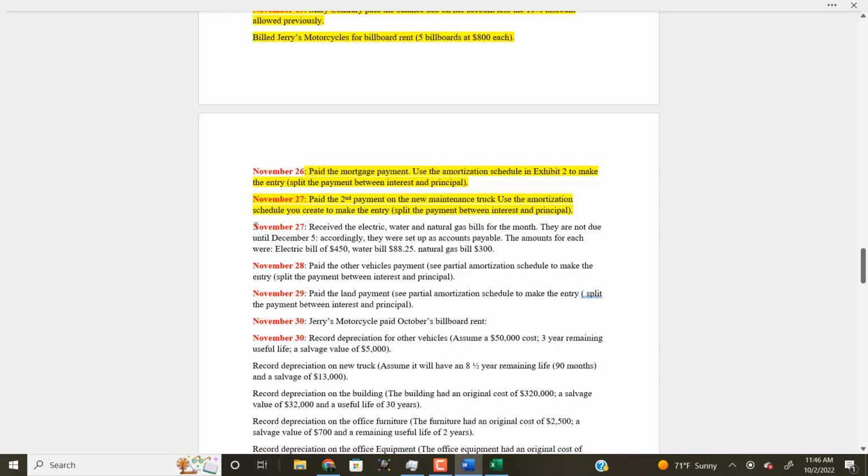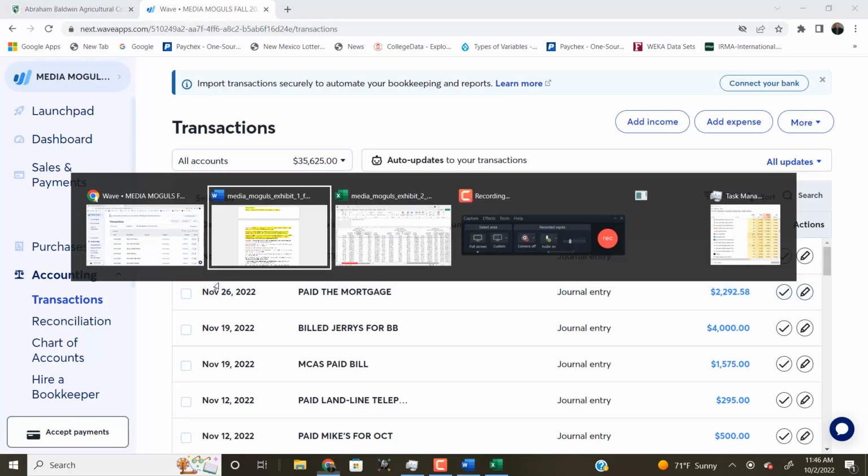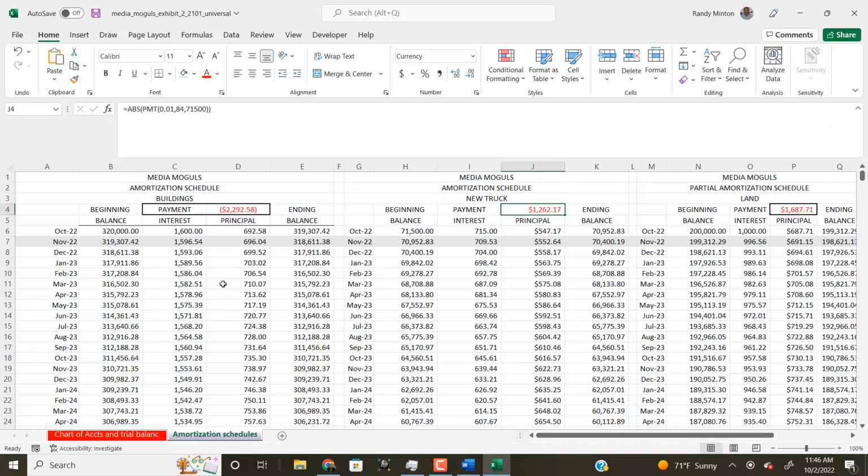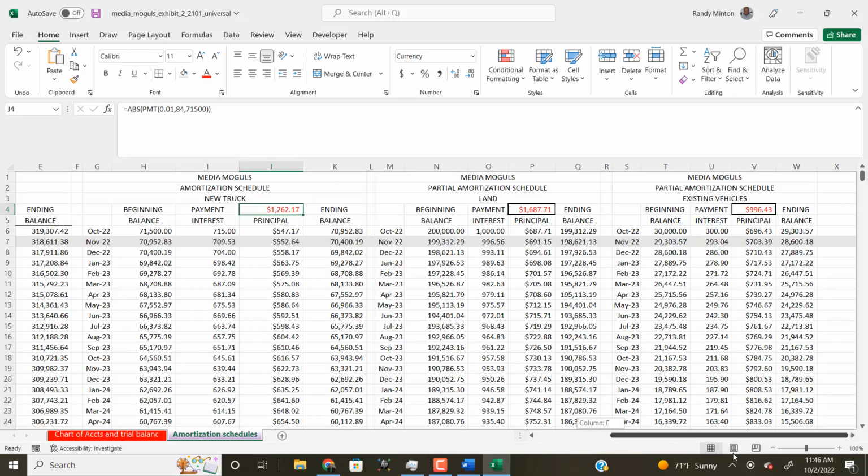Now in December, we should, I hope, pay for that. I hope I did that. On November the 28th, paid the other vehicle payment. The other vehicles are those existing vehicles, I think is what I call those. And so we come over here and we'll find the existing vehicles. That's this one. And it's 996.43 and it's going to be 293.04.